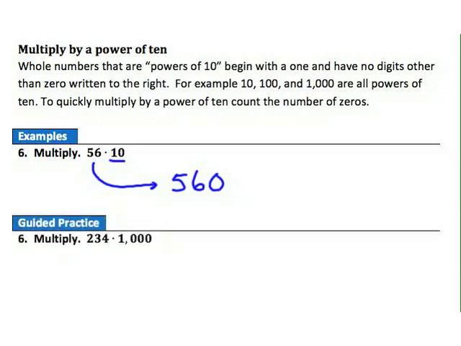Now it's time to check your understanding of multiplying by a power of 10. Hit pause on your video player and do the guided practice question. When you're done, hit play to see how you did. Question 6. Multiply 234 times 1,000. Well, all I'm going to do is take 234, and since my power of 10 is 1,000, and that has 3 zeros, all I need to do is take 234 and add 3 zeros. Now I'm going to put the commas in place. So counting from the right, there's 1, 2, 3, put a comma, so I get an answer of 234,000.